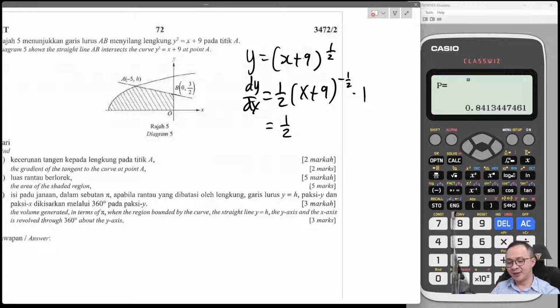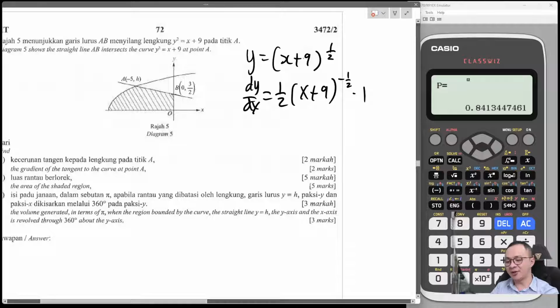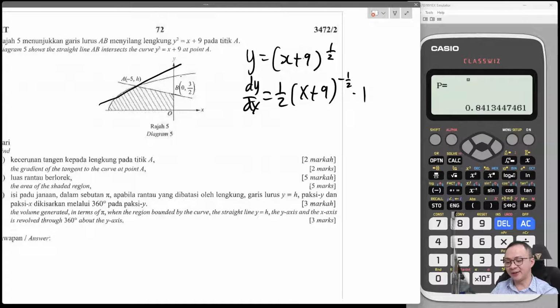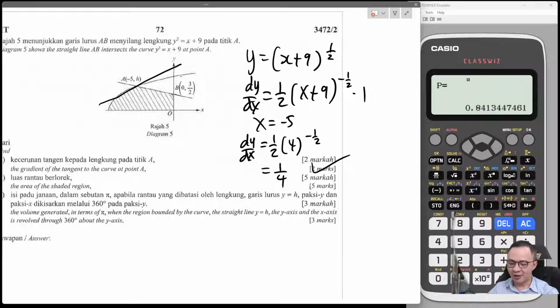Then the x is -5, right? Because they want the tangent at the A, right? So the x is -5. Sub into that. So my dy/dx should be 1/2 (-5 plus 9 is 4). 4 to the power of -1/2 is 1/2, right? So you should get 1/4. Yeah, we're done. Yeah, you can type in the calculator.